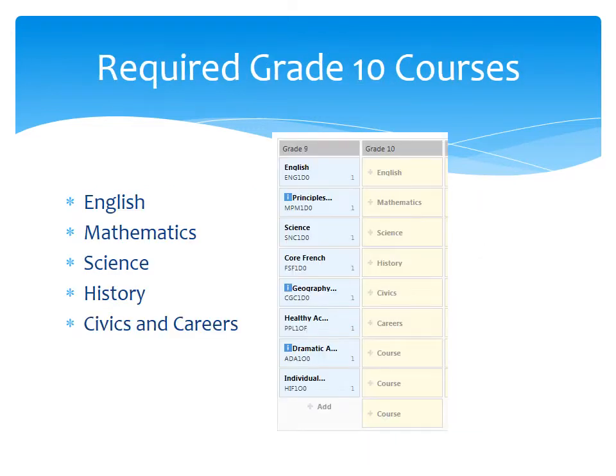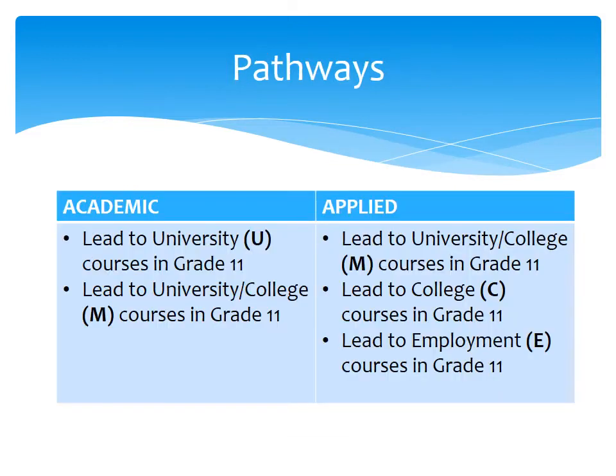In grade 10, there are a number of required courses that students must take. These include English, Mathematics, Science, History, Civics, and Careers. As in grade 9, most courses are offered at either the academic or applied level. Remember that academic courses typically lead to university or mixed level courses in grade 11. Applied level courses typically lead to mixed, college, or workplace level courses in grade 11.